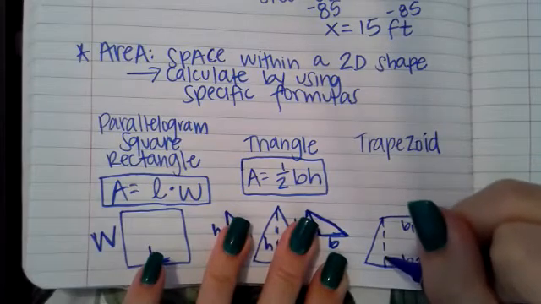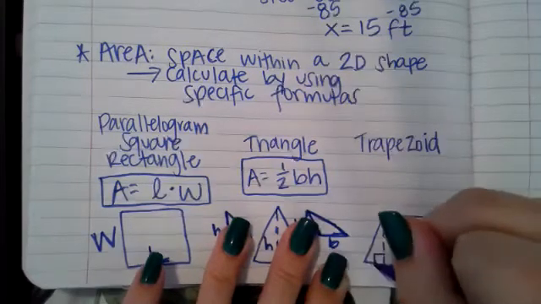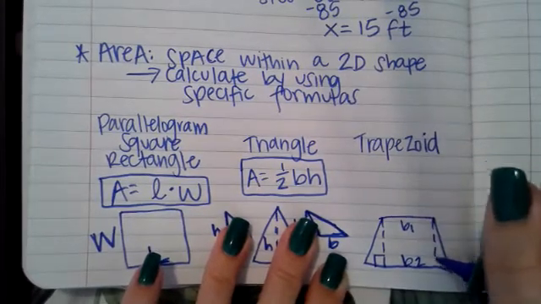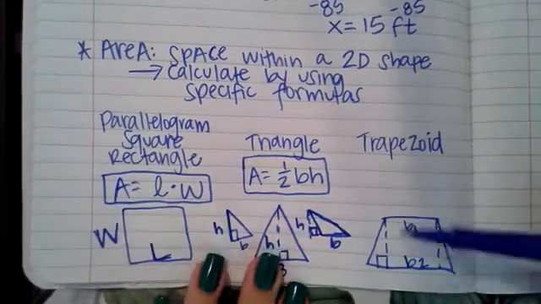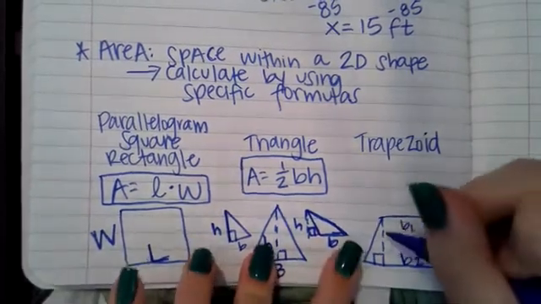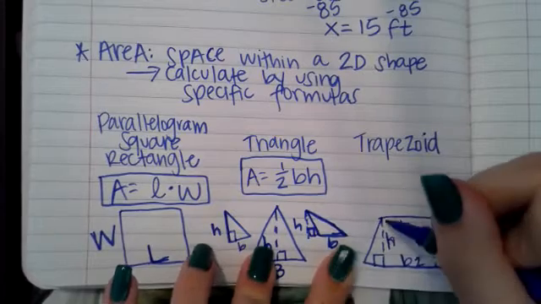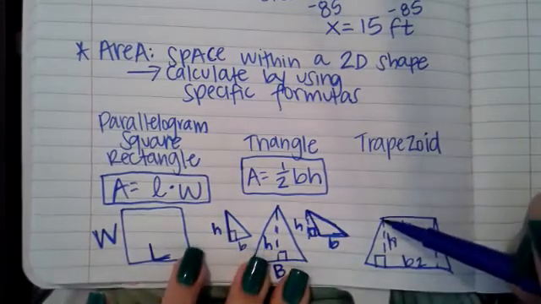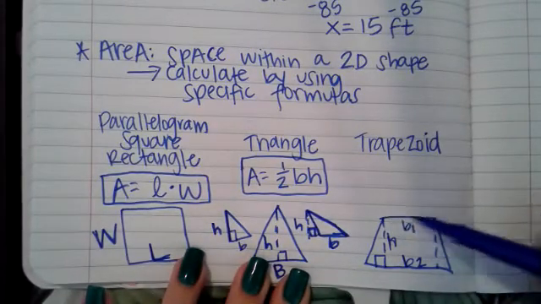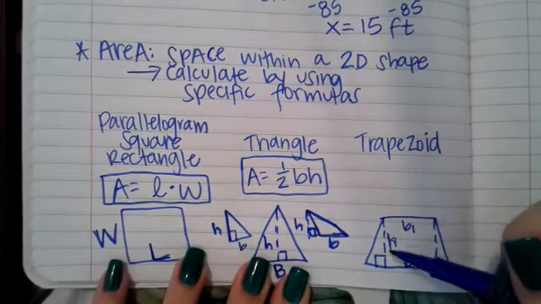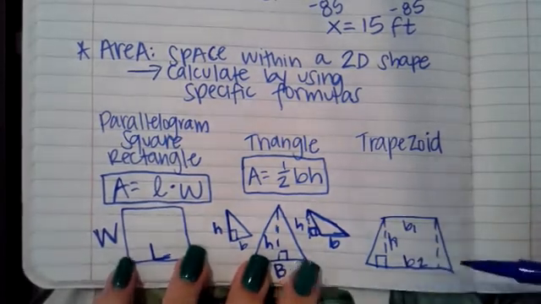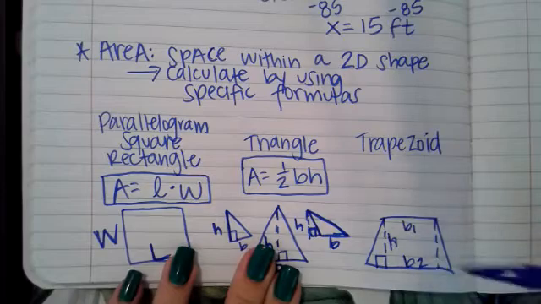The height is where, if you measure from the bases, it forms a right angle. So typically the height in a trapezoid is measured over here, where the side and the top or the bottom base meet. So again, where it forms a right angle with one of the bases. So that's the height of our trapezoid.